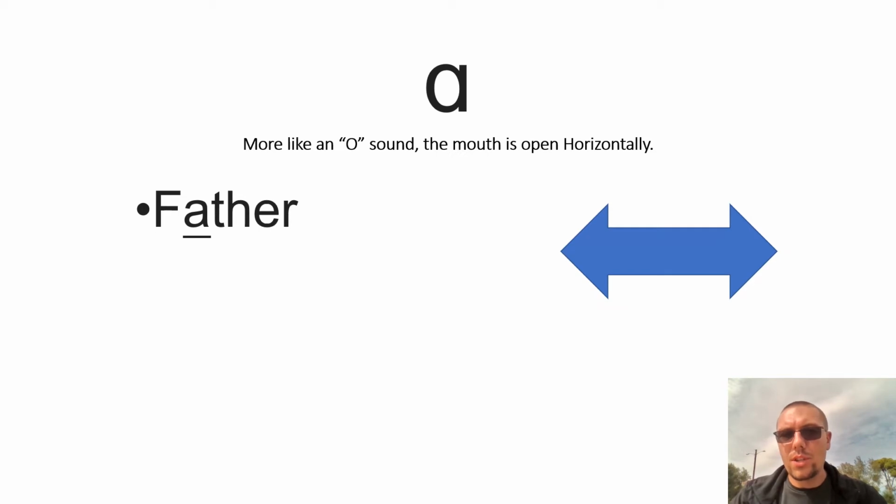Then our next sound is the ah sound. This is really more of an O sound, but instead of going horizontal like in hat, the mouth goes a bit more vertical, like in father.